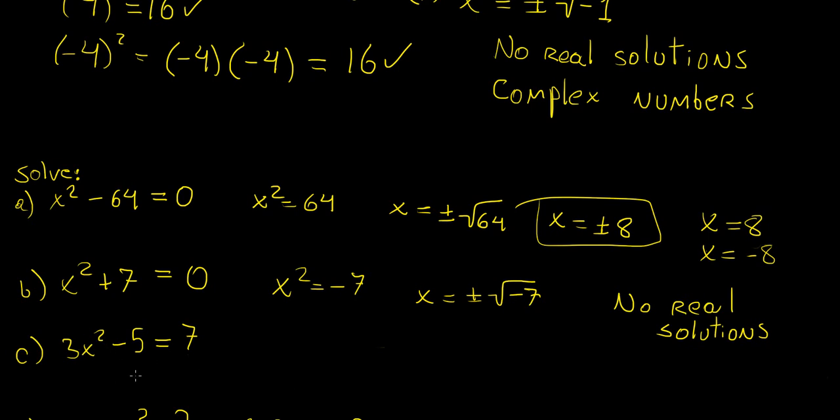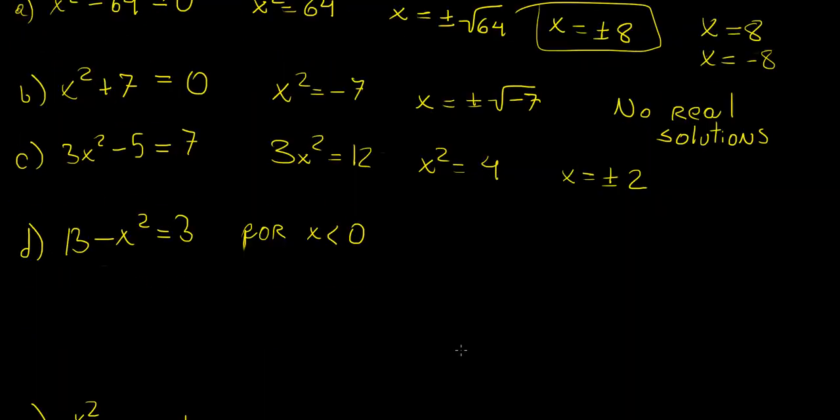Okay, now for this one, what we're going to do is we can add 5 to both sides, so this becomes 3x squared equals 12. And then divide both sides by 3, so this becomes x squared equals 4. And then taking a square root of both sides leaves us with plus or minus 2. So that one's pretty straightforward.